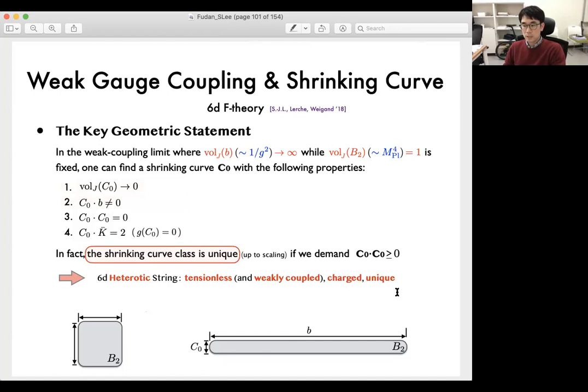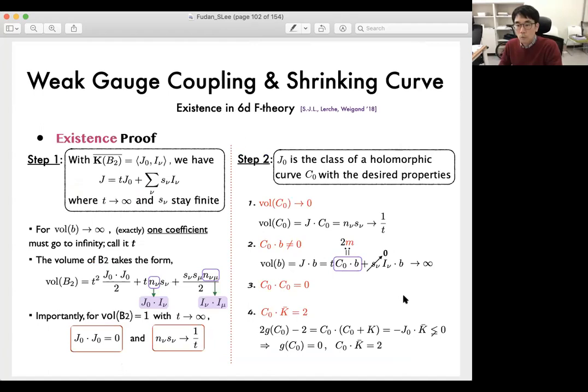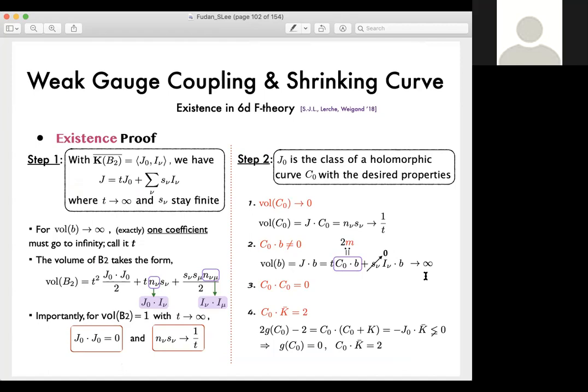So firstly, why should such a shrinking C0 exist at all? Instead of boring you... Here you are saying that in such a coupling limit, starting from supergravity in six dimensions, if you take such a limit, then you will always end up with the heterotic string. Yeah, in the F-theory context, that's right. Thank you. So yeah, sure.